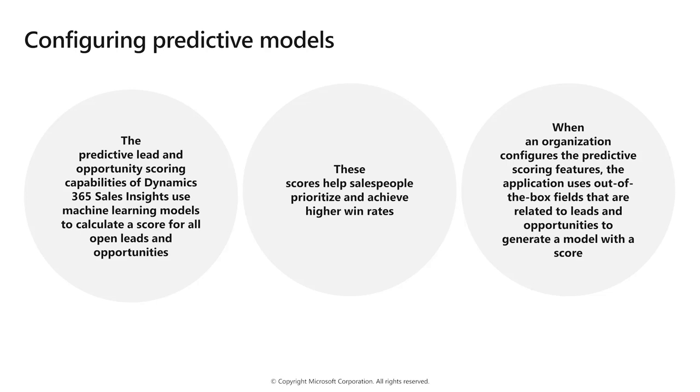Now, when an organization configures predictive scoring features, the application uses the out-of-the-box fields that are related to a lead and opportunity to generate a model with a score. So, the predictive lead and opportunity scoring capabilities of Dynamics 365 Sales Insights definitely use machine learning. So we go through and it's backed up, from that point of view. So again, don't forget it uses the out-of-the-box processes that we've just spoken about.